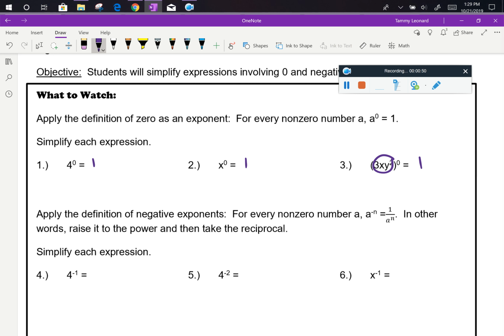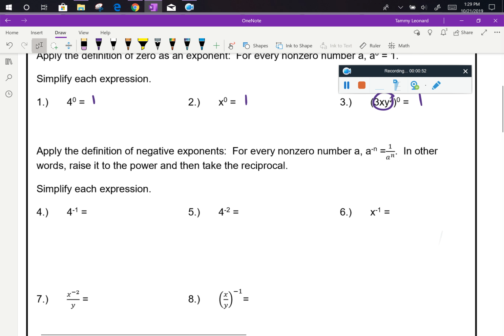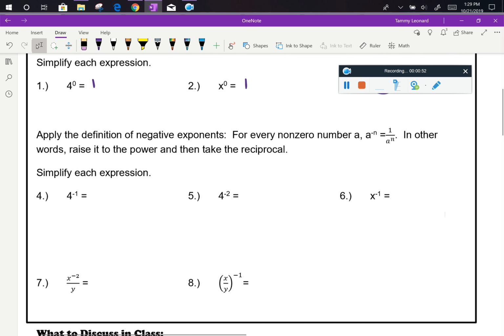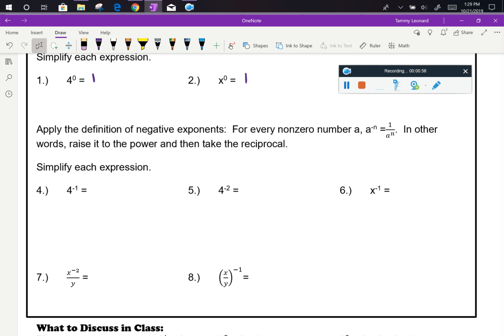The second definition for today's notes is that of a negative exponent. It says apply the definition of negative exponents. For every non-zero number a to the negative n equals 1 over a to the n. In other words, raise it to the power and then take the reciprocal.